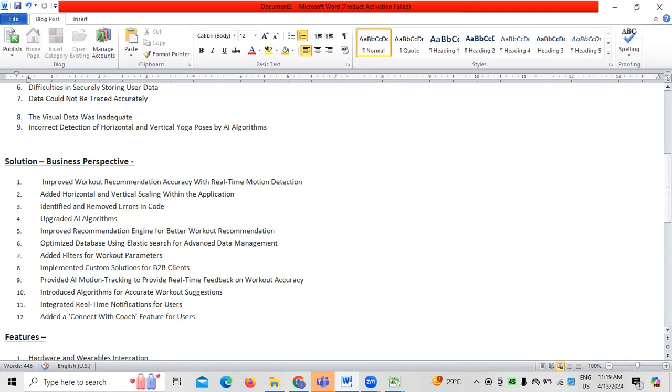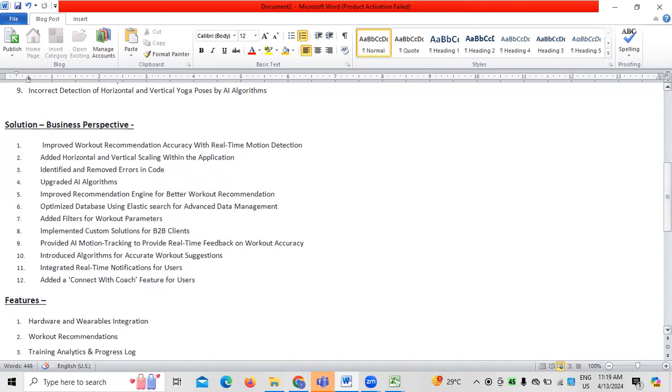Next, we need to add filters for workout parameters, because different filters make it easier for people to understand. At the same time, AI motion tracking to provide real-time feedback on workout accuracy will also be provided as a solution. Along with this, we are going to introduce algorithms for accurate workout suggestions, integrating real-time notifications for users, and at the same time providing a feature to connect with a coach.